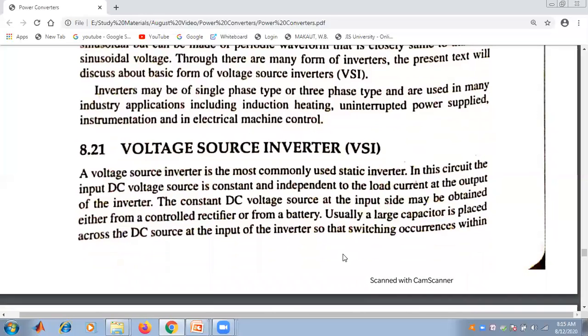So, voltage source inverter or VSI. A voltage source inverter is the most commonly used static inverter. In this circuit, the input DC voltage source is constant and independent of the load current at the output of the inverter.